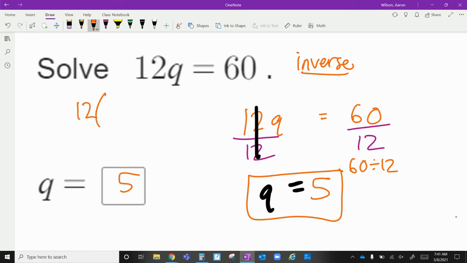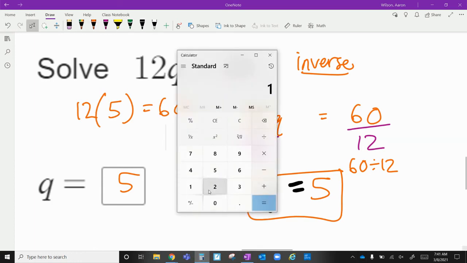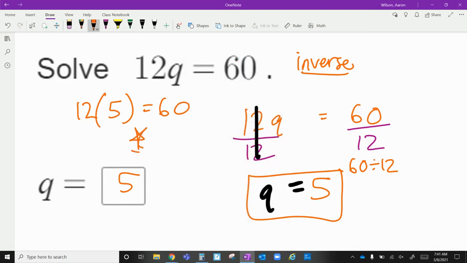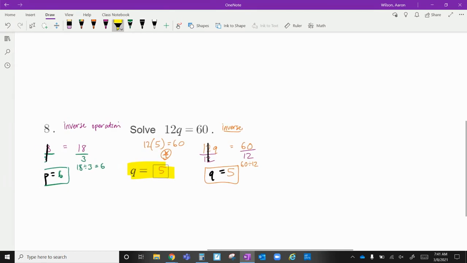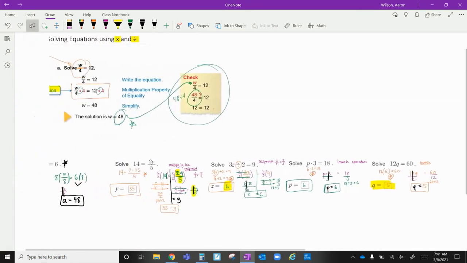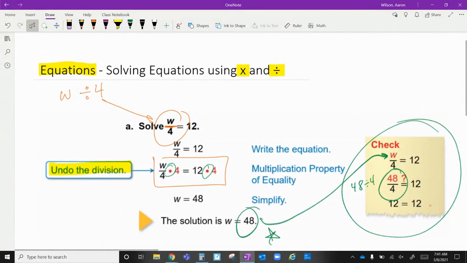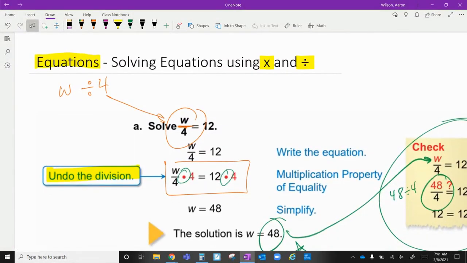12 times q, well, we're claiming q is 5, so we plug in a 5. Is 12 times 5 60? Let's just check it. Use the calculator. Is 12 times 5 60? Yes, it is, which means we know we're correct, and the solution is q equals 5. So remember, when solving equations that involve multiplying and dividing, you must always use the inverse operation.